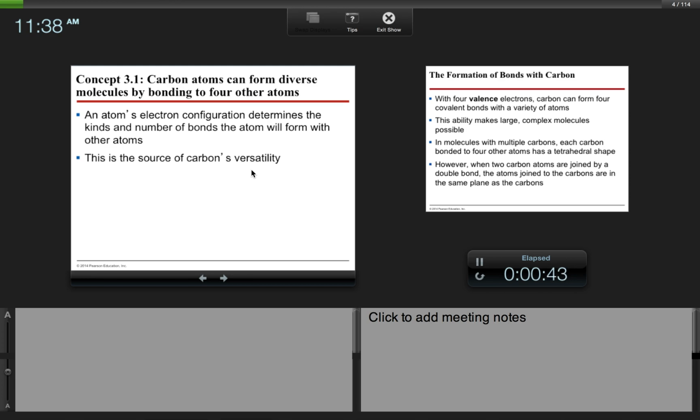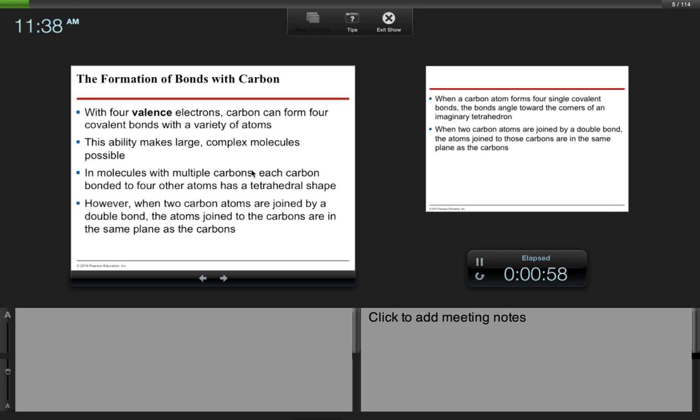Carbon is very versatile. The reason why carbon is very versatile is because of its 4 valence electrons, which allows it to basically bond to itself and other atoms in 4 directions. With 4 valence electrons, carbon can form 4 covalent bonds with a variety of atoms. This ability makes large, complex molecules possible. In molecules with multiple carbons, each carbon bonded to 4 other atoms has a tetrahedral shape. However, when 2 carbon atoms are joined by a double bond, the atoms joined to the carbons are in the same plane as the carbons.